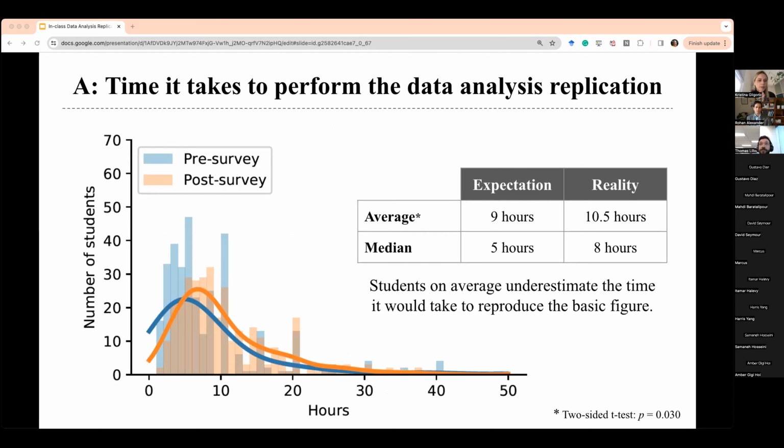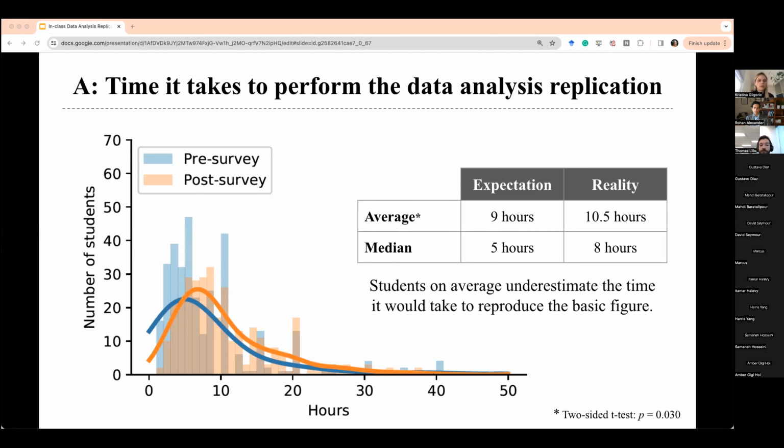Okay, so I'll describe some of the highlights of the results. And so first, regarding the time that it takes to perform the data analysis replication, we found that students on average underestimated the time that it would take to reproduce the basic figure. So on average, it was expected that replication would take 9 hours, but then it took 1 hour and 30 minutes more. But then on median, there is an even larger gap where on median, the expectation was 5 hours, but then on median, it took 8 hours.